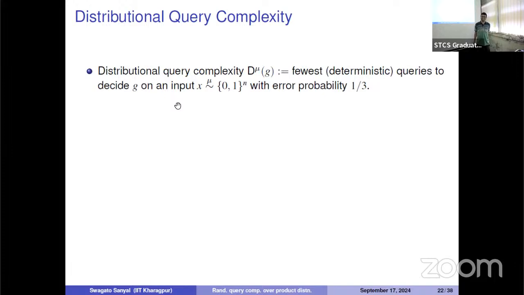Okay, so distributional query complexity. Many of you would be familiar with distributional complexity for various models of computation. Let mu be a probability distribution over the domain of G, which is the set of all binary strings of length n. D mu of G is the least depth of a decision tree that computes G with error probability at most 1/3 on a random input sampled from mu. So here I have a deterministic tree, and the probability is over the randomness of the input. Such a tree will err on at most a 1/3 fraction of the inputs, where the fraction is with respect to mu.